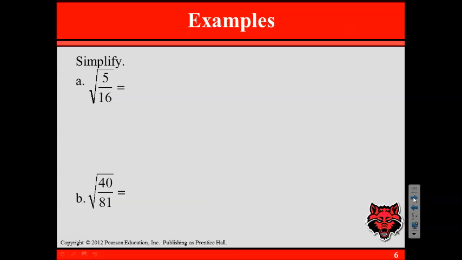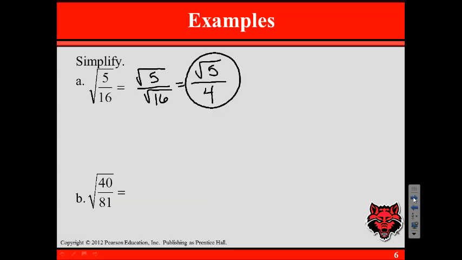Here we have the square root of 5 over 16. We can rewrite that as the square root of 5 over the square root of 16. We note the square root of 16 is 4. The square root of 5 doesn't reduce. So we have the square root of 5 over 4.